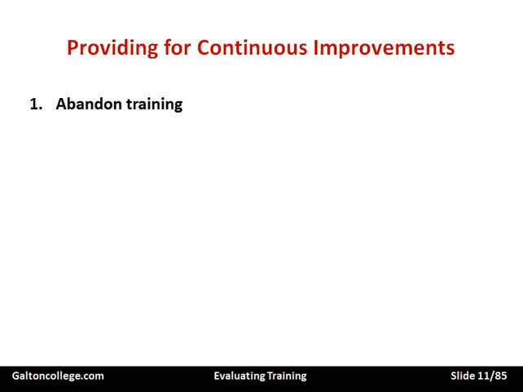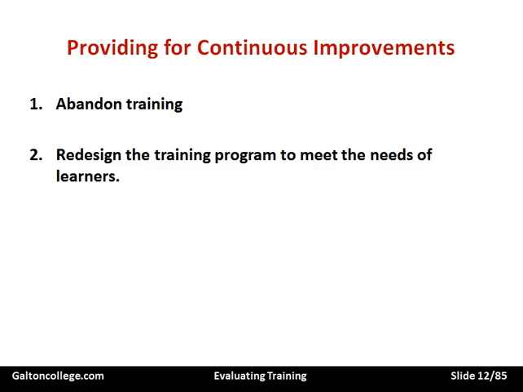And failure to do that may mean don't have the training program in the first place. Leave it as it is and try other methods of introducing change, perhaps by introducing mentoring or gradually changing the process. So it could be that providing for continuous improvement means don't have the training program. Or it could be that the training program simply needs to be redesigned to meet the needs of the learners.